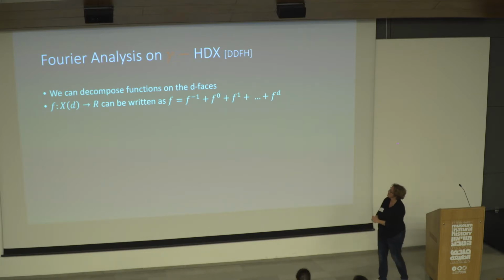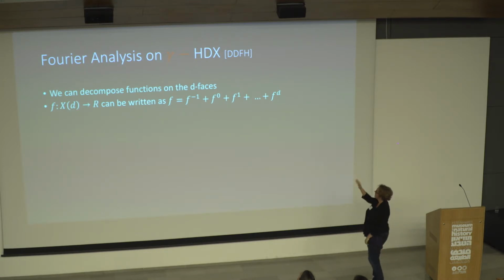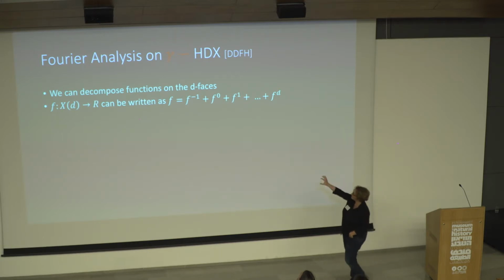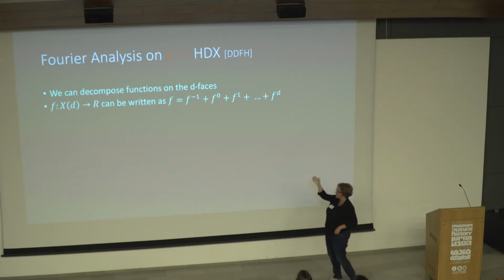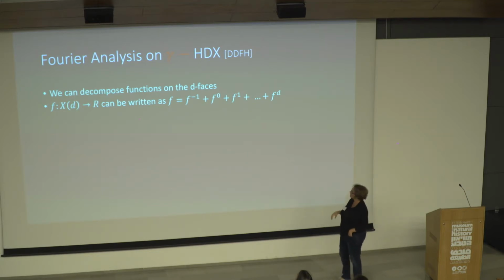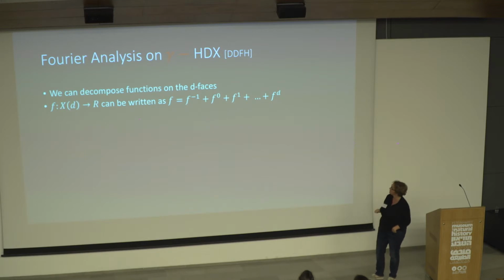Okay? So here is a nice thing. A real-valued function can be written as a sum of, okay, there's a shift here, actually. So d-faces are like d plus 1 subsets. The minus 1 is like the empty set, the 0 is the function on the vertices, and so on. I apologize for this shift, but this is the notation that is conventional for simplicial complexes.